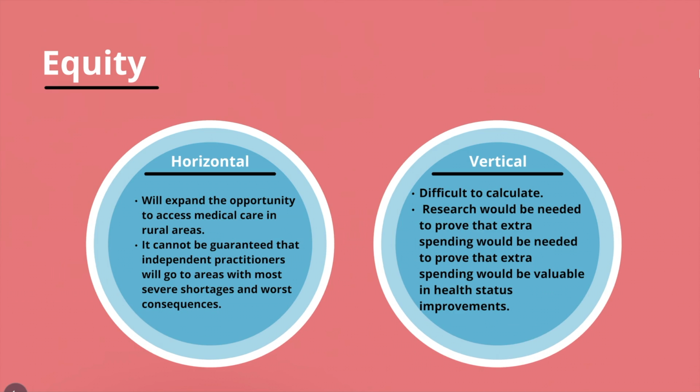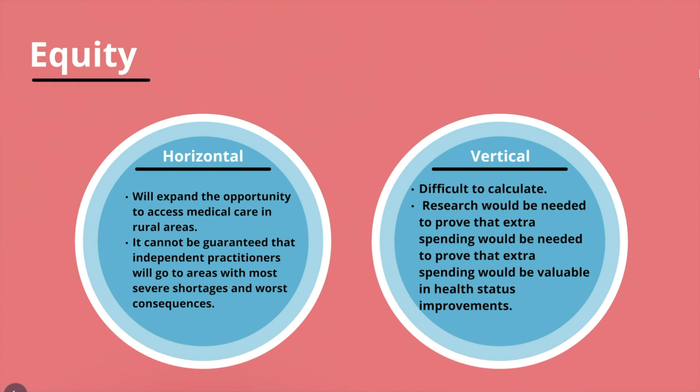In terms of horizontal equity, allowing for autonomous primary care providers will expand the opportunity to access medical care in rural areas. This would fill in the gap in healthcare access for these rural communities by increasing the number of primary care providers these patients are able to see within their areas. However, since no money is involved, it cannot be guaranteed that independent practitioners will go to the areas with most severe shortages and worst consequences.